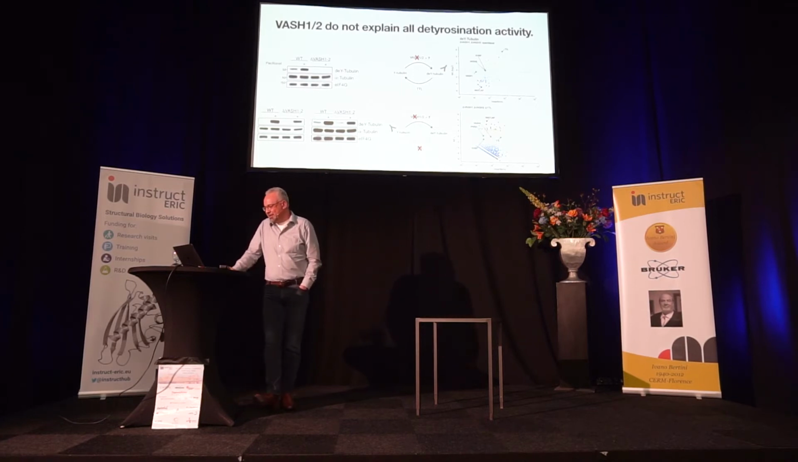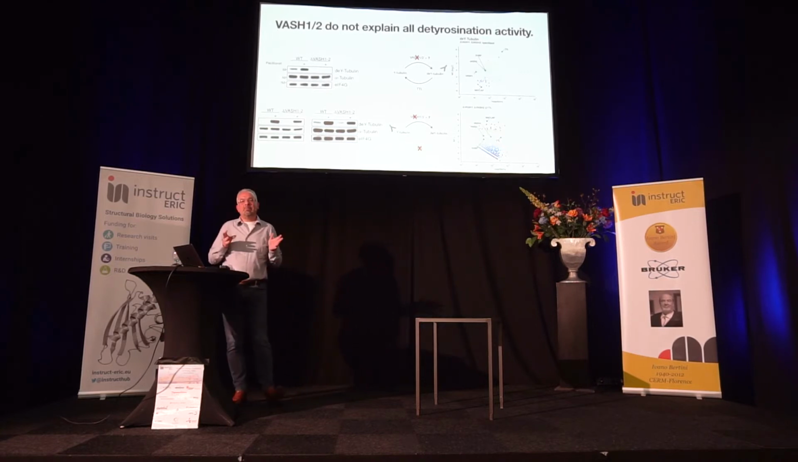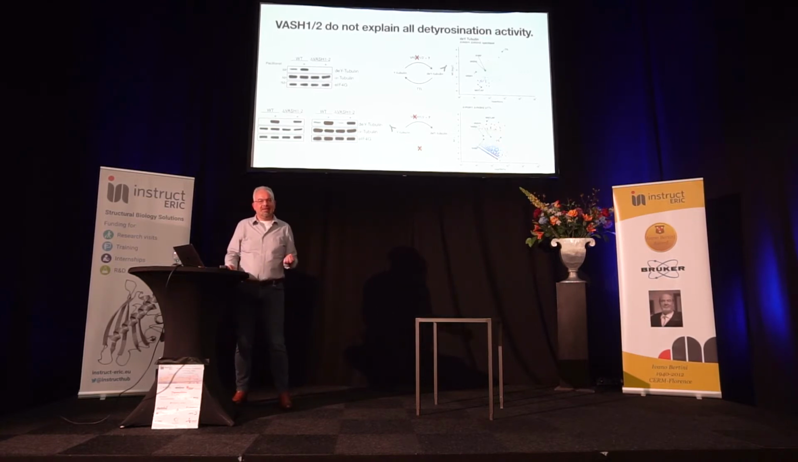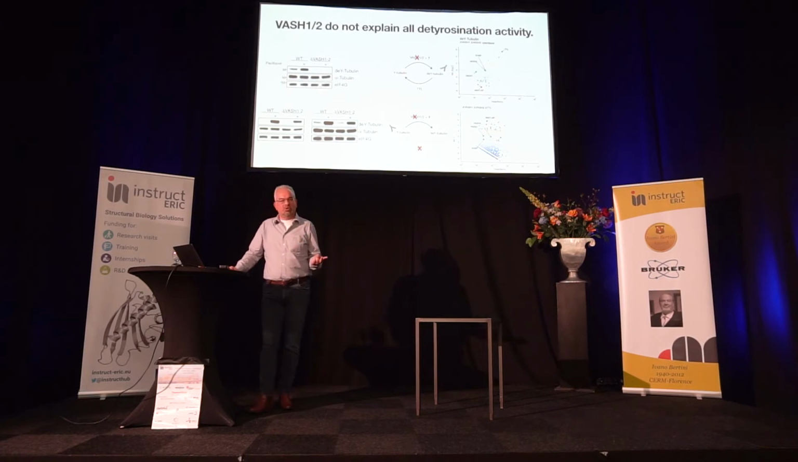So Lisa started these experiments, and what she did here is that she took the HAP1 cells and she deleted the VAS1 and the VAS2 genes.